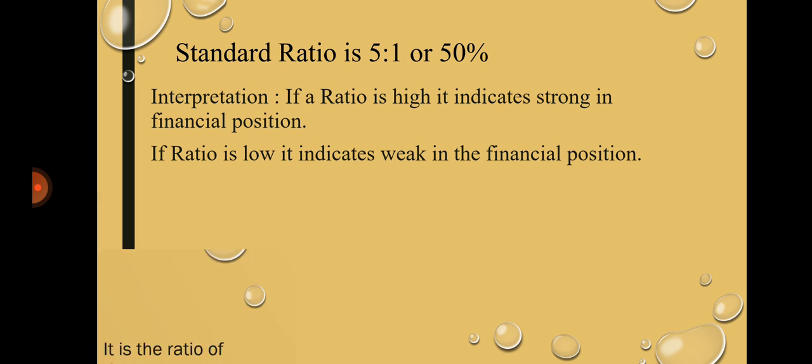Okay, the standard proprietary ratio is 5:1 or 50%. Now how to interpret this ratio? Suppose if the ratio is high, it indicates strong financial position. Okay, and if the ratio is low, it indicates weak financial position.